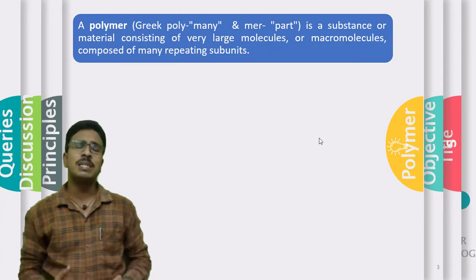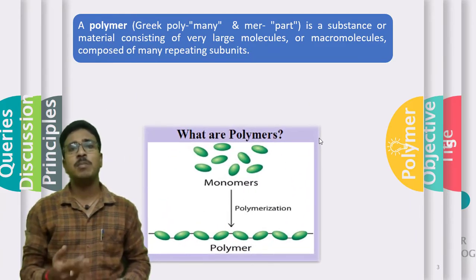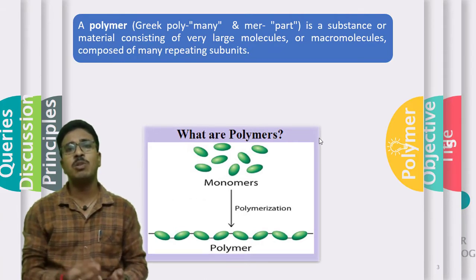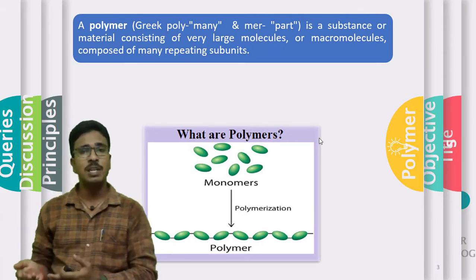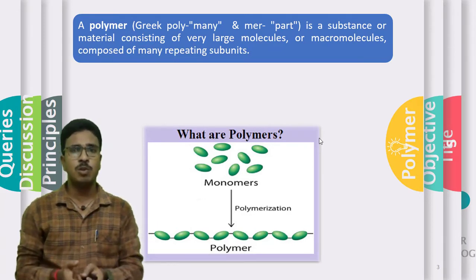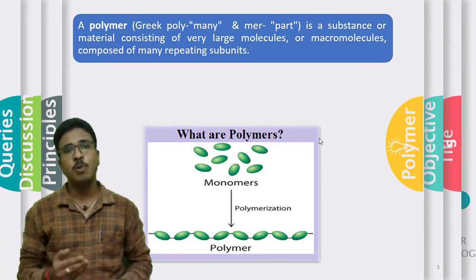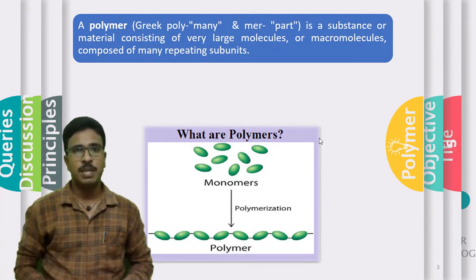These subunits are nothing but the monomers. So here you can see in the image the monomers, where mono stands for single, mer stands for unit. So with a combination of n number of monomers, it results in a polymer through a process called the polymerization process.